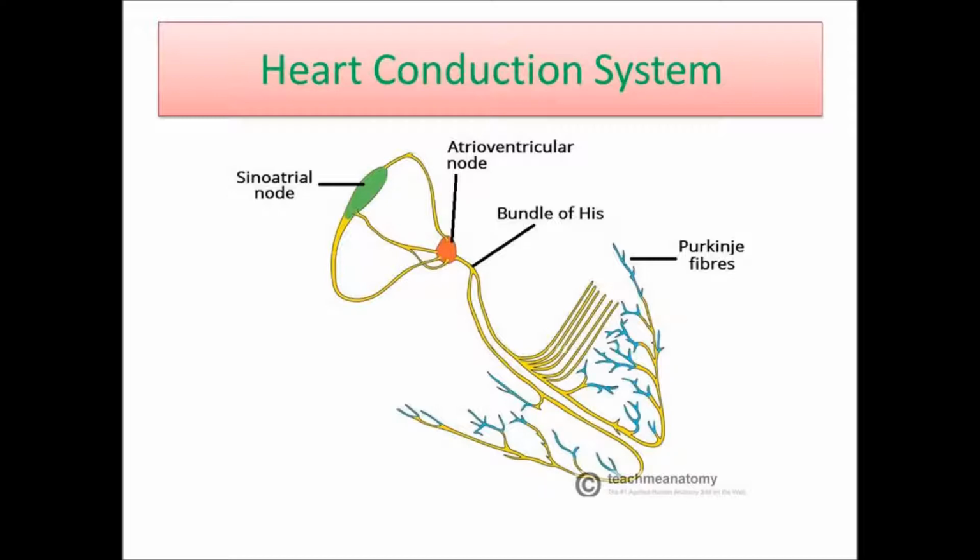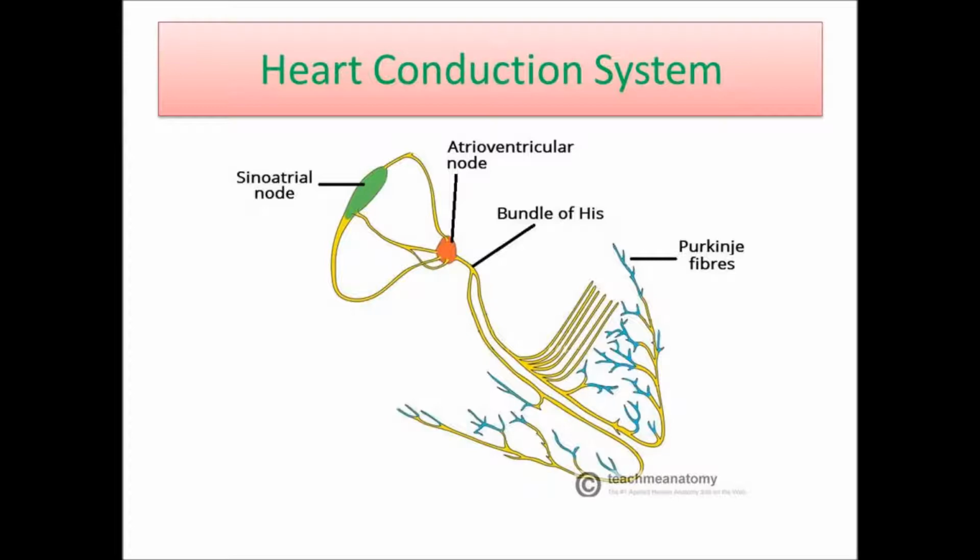Then the wave will spread through the atria, causing atrial contraction, and all the waves then pass through a node in the center of the heart between the atria and the ventricle, called the atrioventricular node, before the wave can pass to the ventricle. And this is important because at this node there is a slowing of the wave to protect the ventricles.